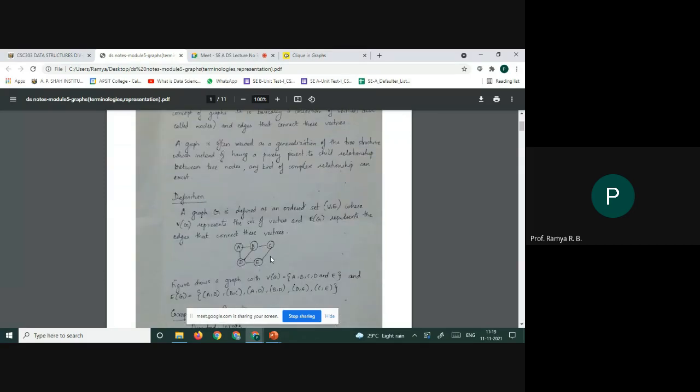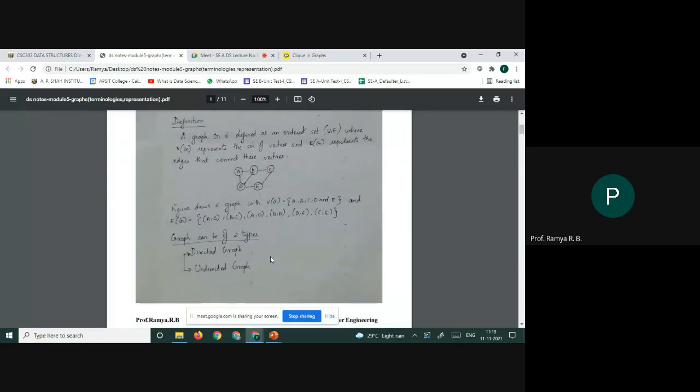So you all know the definition of a graph, right? You have learned it in 12th standard. Every graph is denoted as an ordered set (V, E), where V is the set of vertices and E is the set of edges. So a graph is a nonlinear data structure which can be used to represent complex relationships, which can be defined as an ordered set (V, E), where V of G represents the set of vertices and E of G represents the set of edges, right?